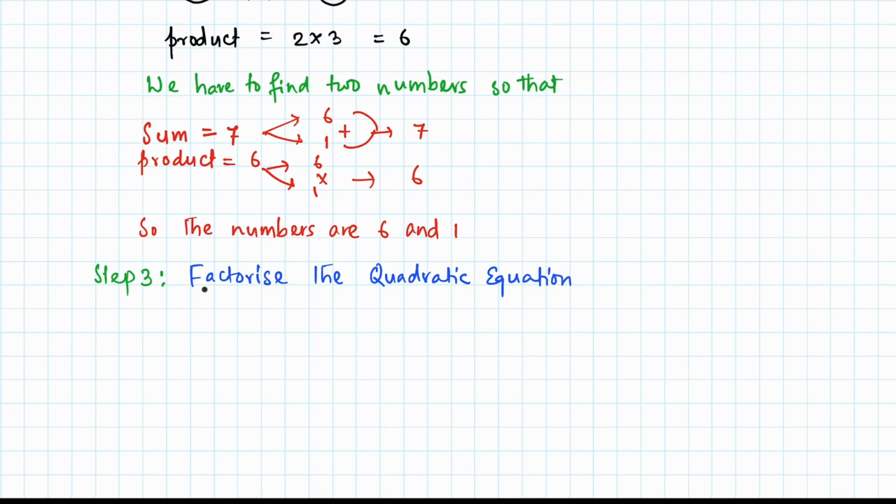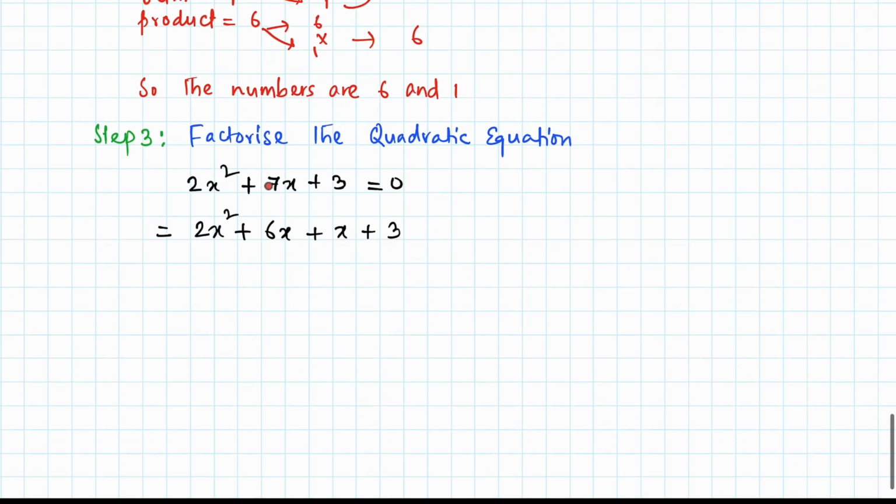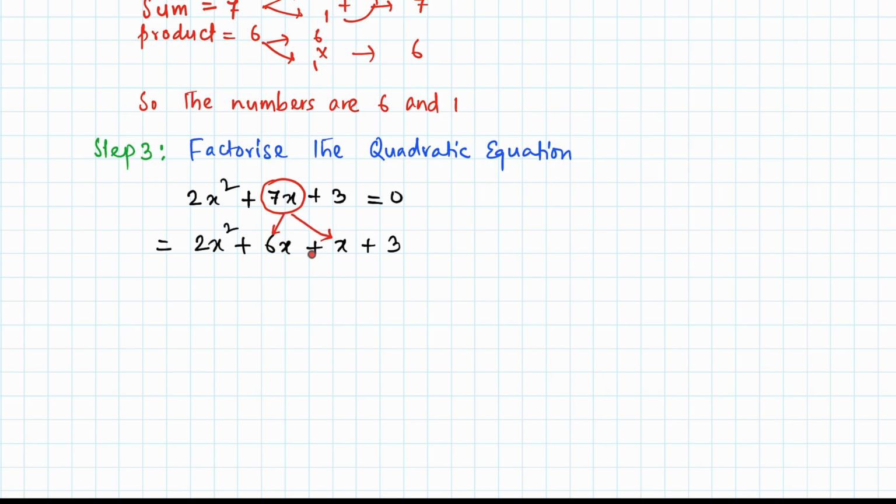What we need to do? We need to write this equation 2x square plus 7x plus 3. Now 2x square plus 7x we can write as 2x square plus 6x plus x plus 3. This 7x we are writing as 6 plus 1, and if we multiply 6 times 1 it will give again 3 times 2, which is also 6.